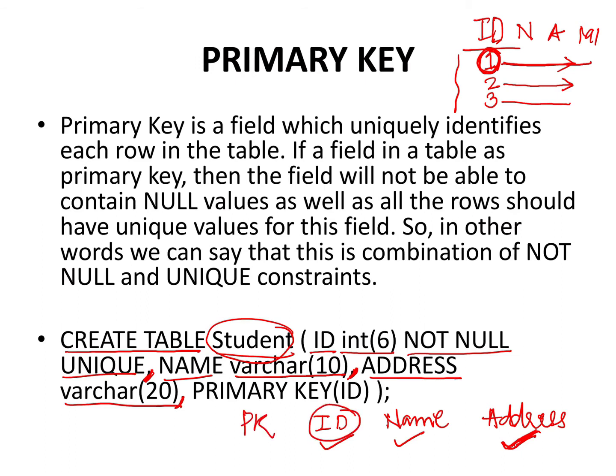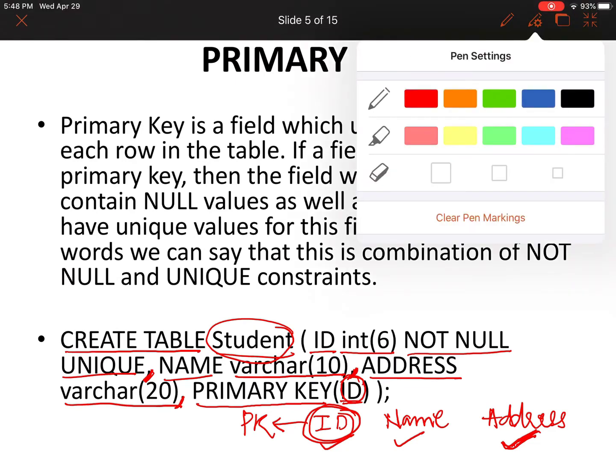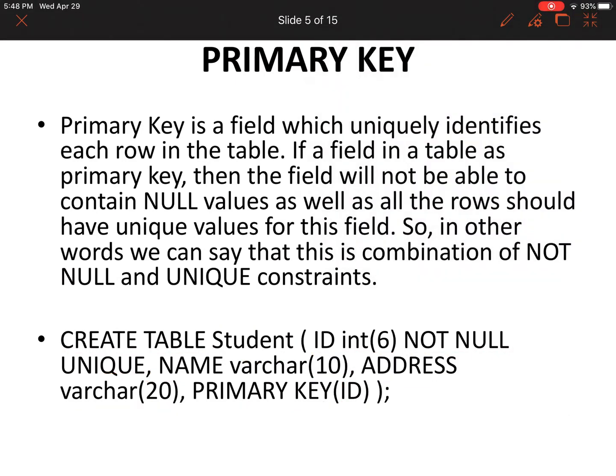Now how to make it as primary key? I'll simply say primary key, primary space key, and in the bracket I will write the name of the column which I want to make it as primary key. So I will just say ID, in the bracket. So now ID will become the primary key. So this is what is meant by the primary key concept.